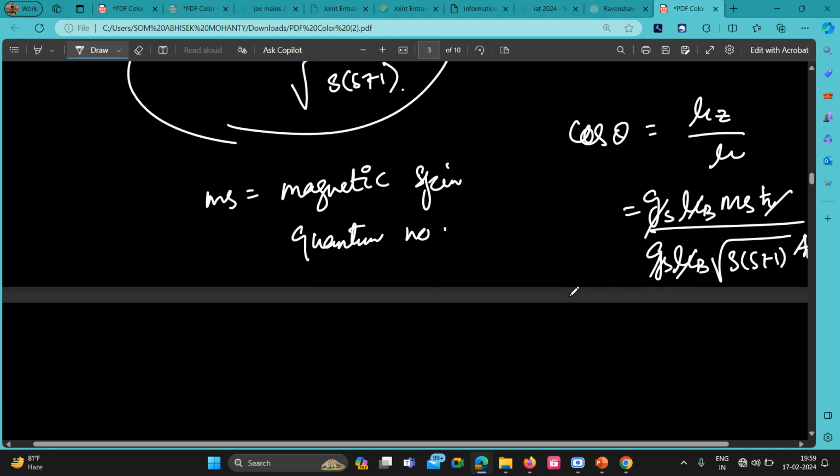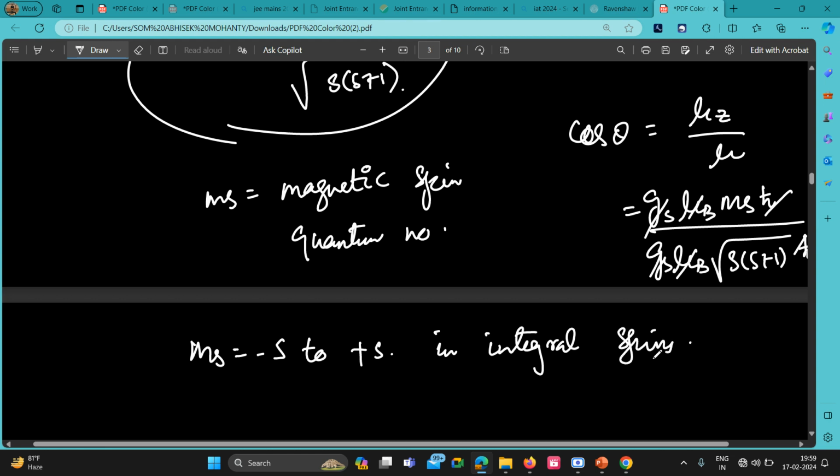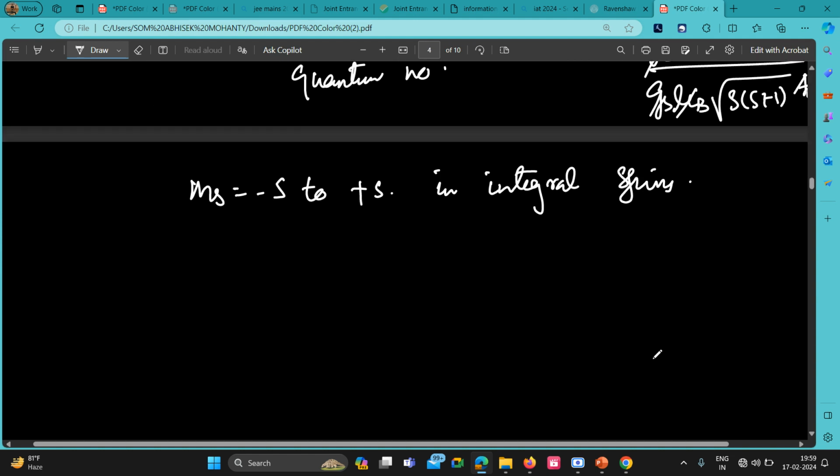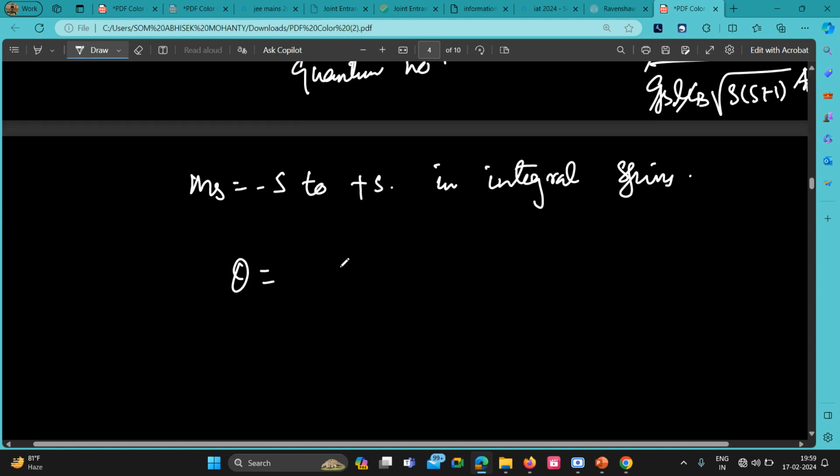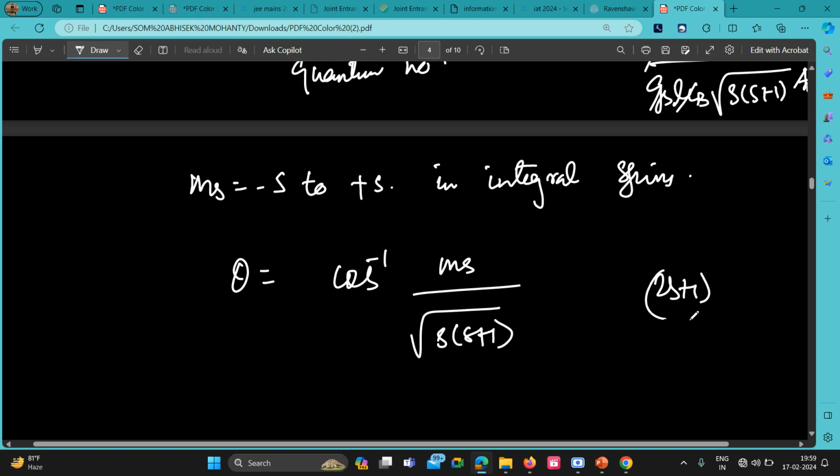And what are the values of ms? Ms values are minus s to plus s, in integral steps. So there will be 2s plus 1 values. So theta is what exactly? Theta is cos inverse ms by root over of s whole into s plus 1. And so there are 2s plus 1 orientations.